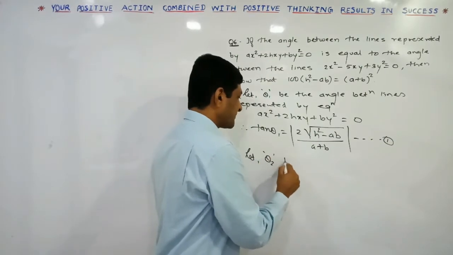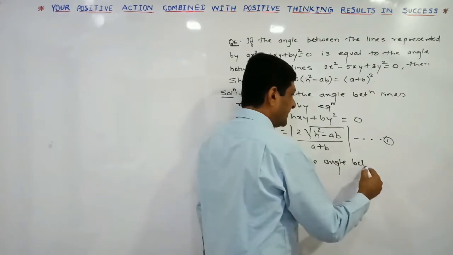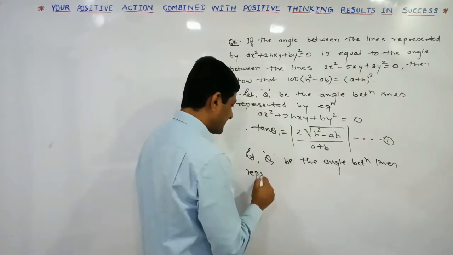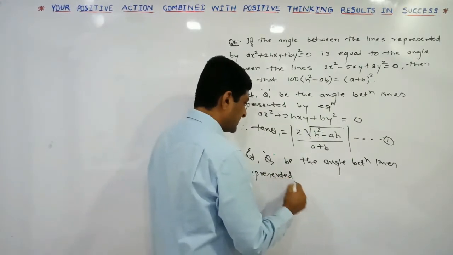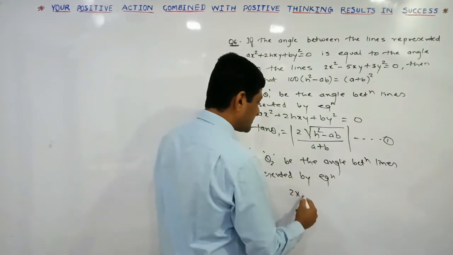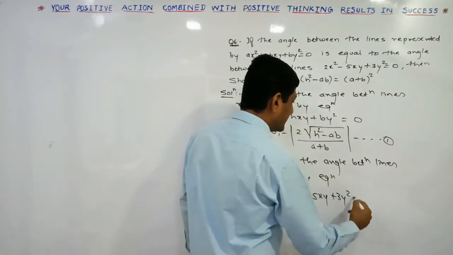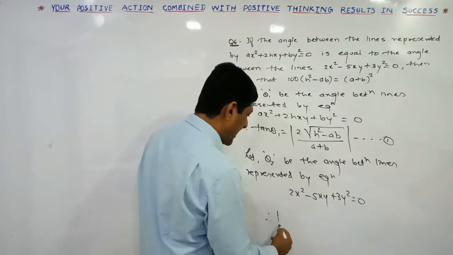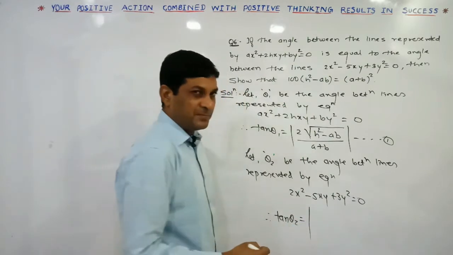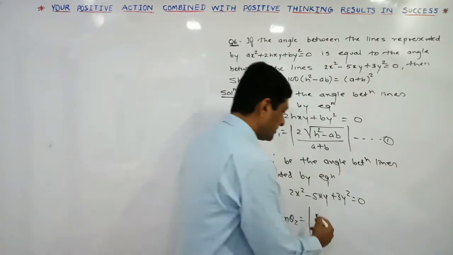Let theta 2 be the angle between the lines represented by the equation. What is the second equation? 2x square minus 5xy plus 3y square is equal to 0. So therefore the value of tan theta 2 is equal to, to find the value of tan theta 2 we have to apply the same formula. So what result will we get here?